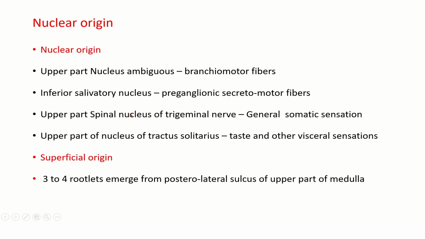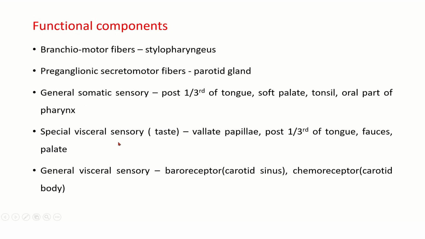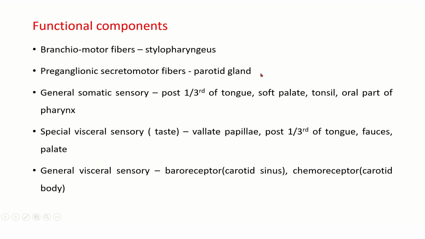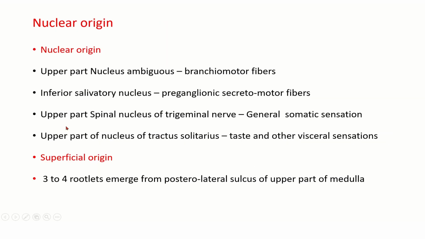So now let us see the nuclear origins with respect to these functional components. Upper part of the nucleus ambiguus gives rise to branchiomotor fibers which supply the stylopharyngeus muscle. Then inferior salivatory nucleus forms the preganglionic secretomotor fibers which supply the parotid gland. Then upper part of the spinal nucleus of the trigeminal nerve, general somatic sensations. Then upper part of the nucleus of tractus solitarius, taste and other visceral sensations.